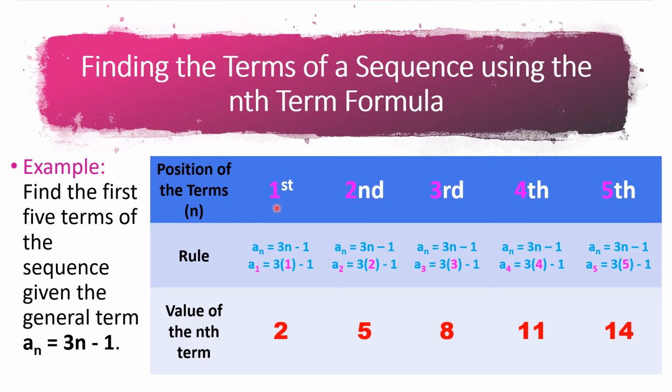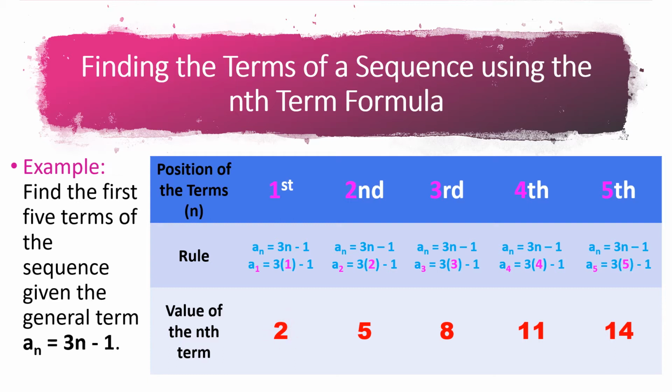First term, so ang value ng n natin doon ay 1. So we will, instead of writing n, lalagay mo ay 1. So this will become a sub 1 is equal to 3 multiplied by 1 minus 1. Now, bakit multiplication yung 3 times 1? Because 3n here implies multiplication. Now, let us just compute. So, 3 times 1, that is 3, minus 1, that will be 2. So, the value of your first term is equal to 2.